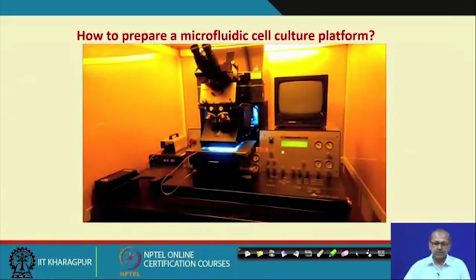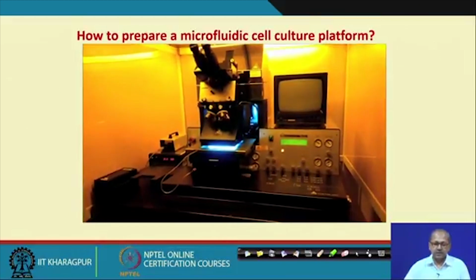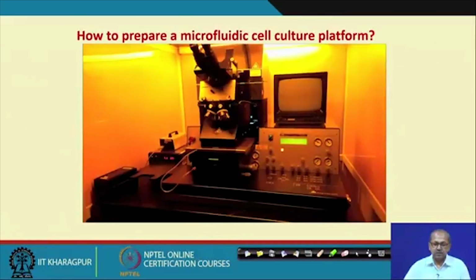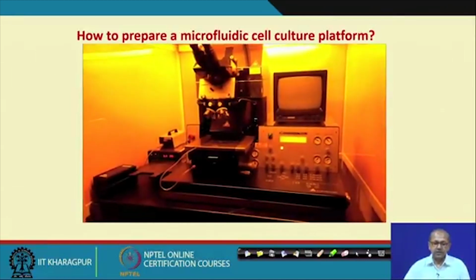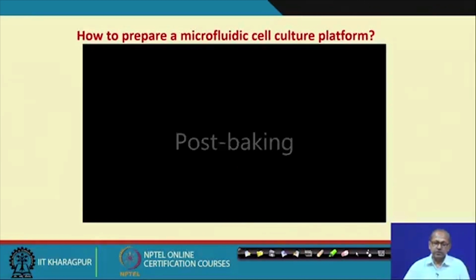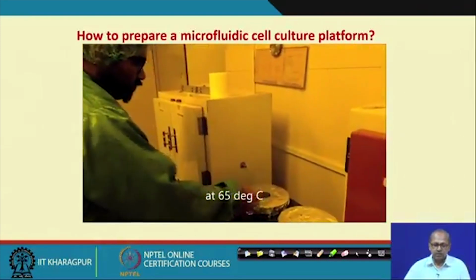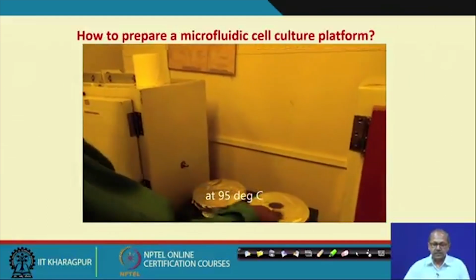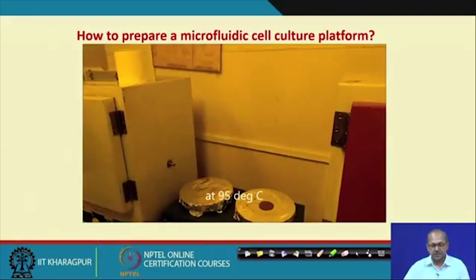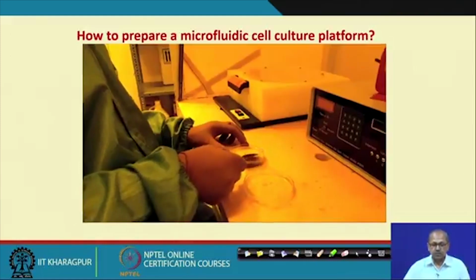Then expose it for 2 to 3 seconds, by which the transparent part on your silicon wafer will be polymerized, it will be hardened, and the unexposed part will be loosened, basically it is not polymerized. So, again you bake at 65 degrees centigrade for 2 to 3 minutes and 95 degrees centigrade again for 2 to 3 minutes. Now, development of the photoresist.